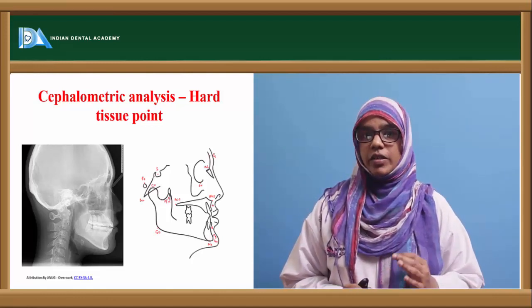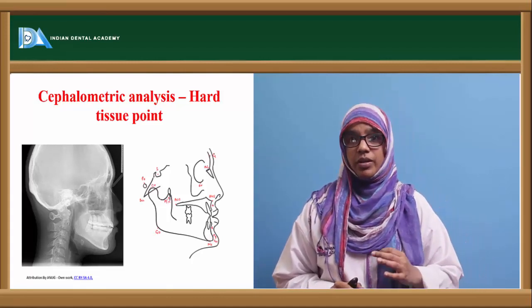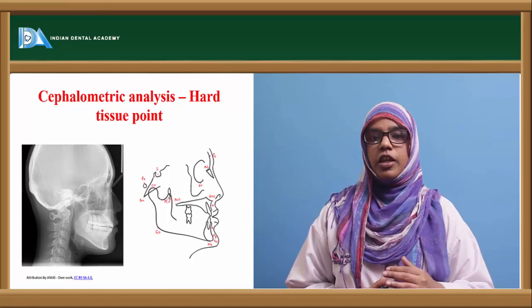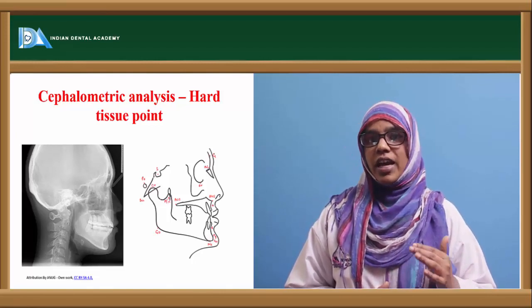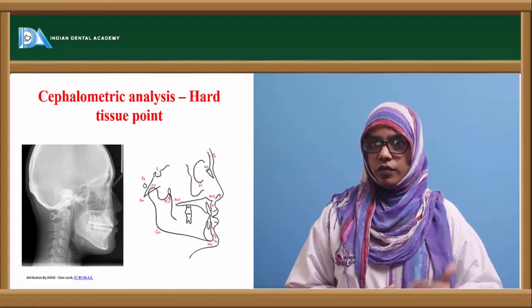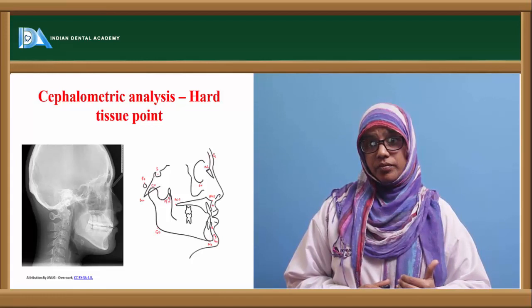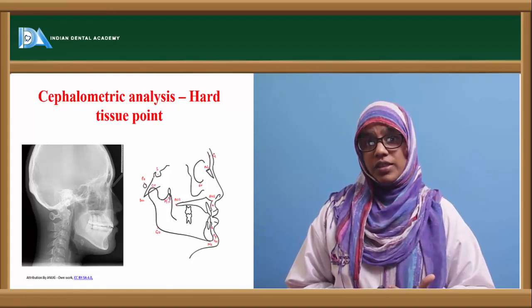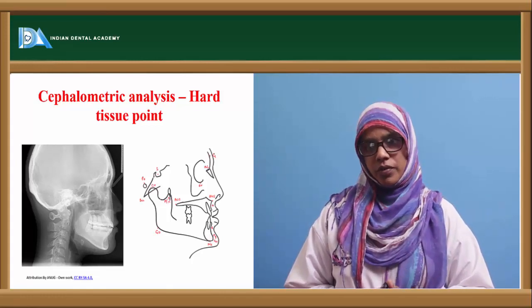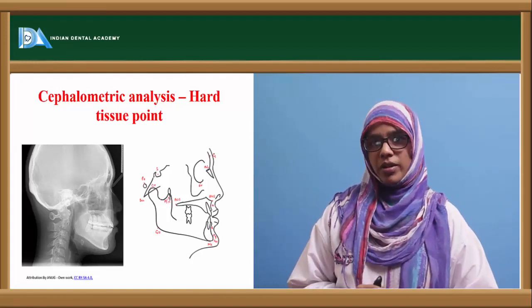Point A is the deepest point in the maxilla in the midline, whereas point B is the deepest point in the mandibular alveolus in the midline. Then you have pogonion, the most anterior point on the chin. Menton is the most inferior point on the chin, whereas gnathion is the anterior inferior point on the chin. Gonion is nothing but a point of intersection between the mandible and the ramus.